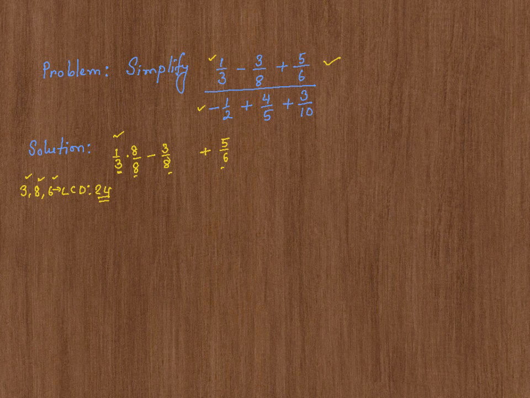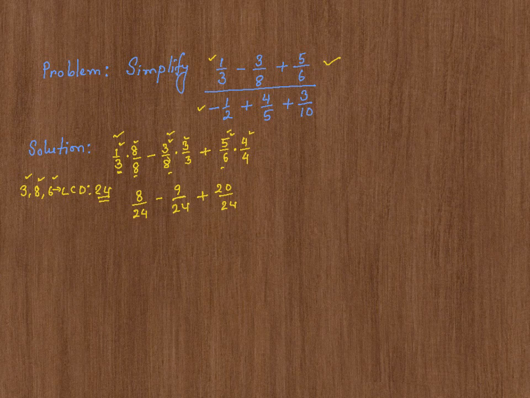My objective is to make the denominators for each of these fractions the same. Now I need to multiply these by 3 and divide it by 3 to get 24, and multiply these by 4 divided by 4 to get 24. Now I have 1 times 8 is 8 over 24 minus 3 times 3 is 9 over 24, then plus 5 times 4 is 20, 6 times 4 is 24. I just made a slight mistake here, so let me correct this. This should have been 24.